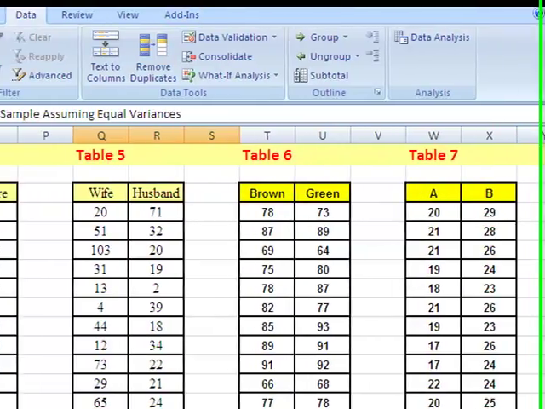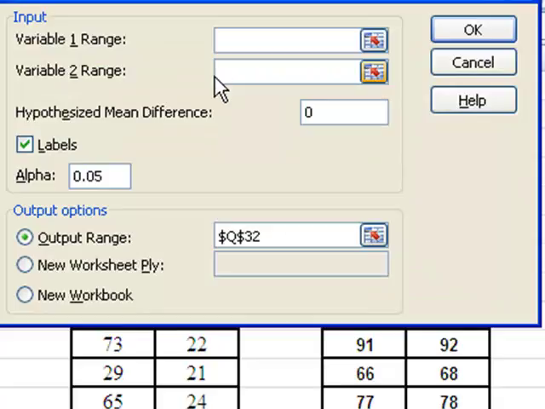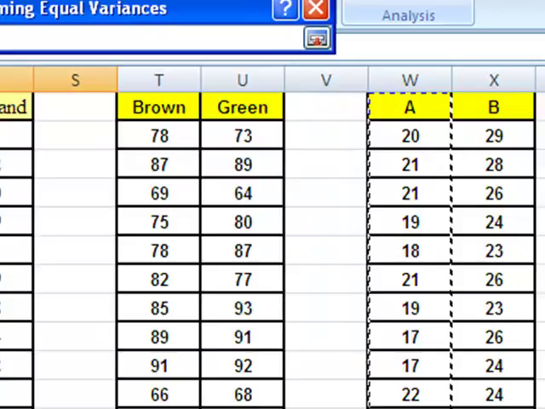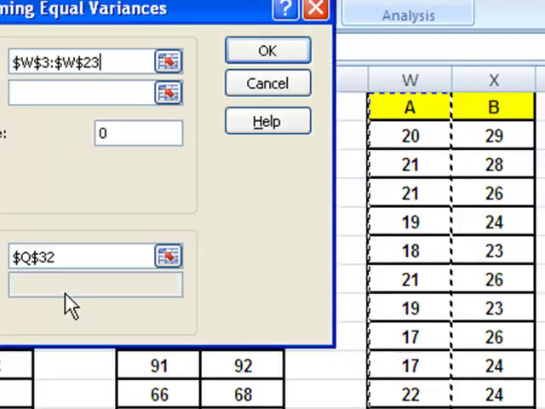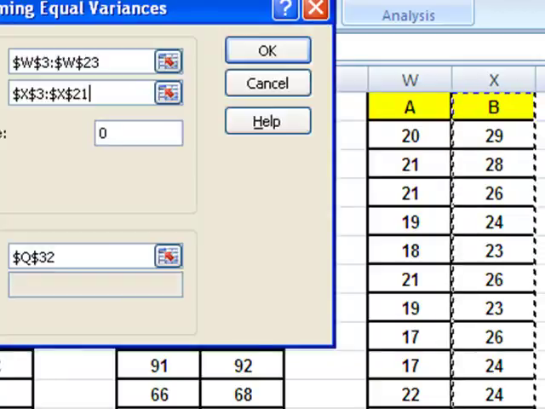So we go up to data, we go to data analysis, and then we're going to go to t-test two-sample assuming equal variances. We click on OK, and we're asked for the variable 1 range. So that's going to be car A, and I'm going to include the label. So I click on the A and scroll down to highlight all the data for car A. And then I go to variable 2 range, and that'll be B. So again, since I used the label for A, I'm going to use the label for B. Click, hold, and drag down over the data for car B.